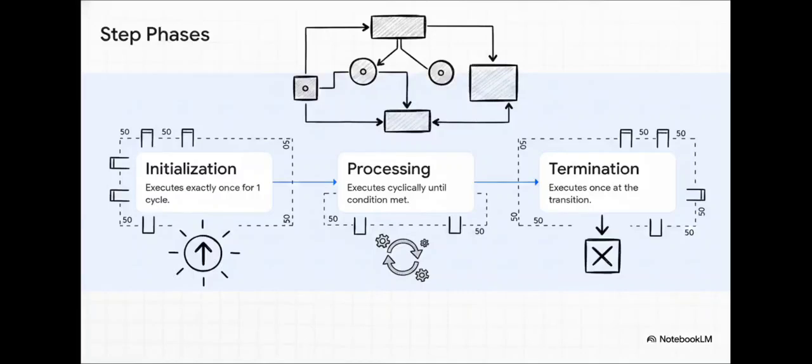Dynamically, every single step breaks down into these 3 phases. First, initialization, which executes exactly once upon entering, then processing, which executes cyclically, and finally termination, which executes just one last time. Now, what's really brilliant about this is that PCS7 strictly limits you to 50 instructions per step. And that's not a bug, it's a feature. It purposefully forces you to engineer with a really clean, modular design rather than just cramming everything into one messy block.